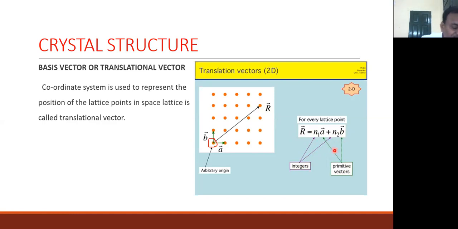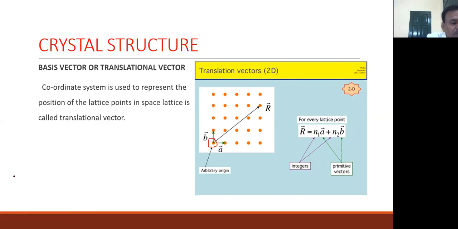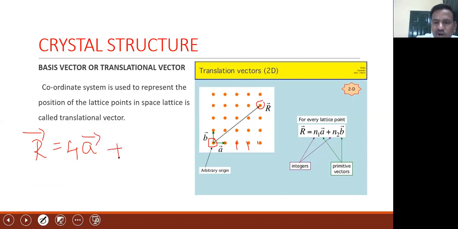Students, in this example, taking here the position vector r bar, I want to represent this point. For this point, 1a, 2a, 3a, 4a, can I write like this? 4a I am writing, plus along the y direction, 1b, 2b, and this is 3b. This is nothing but the translational factor.